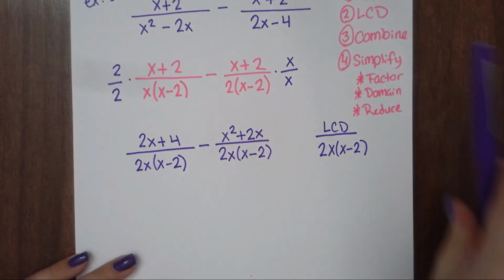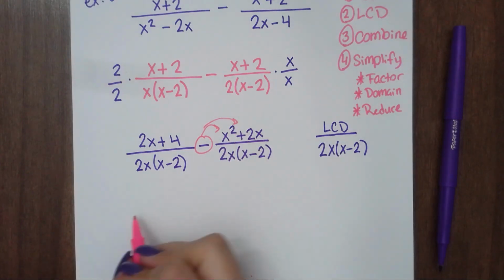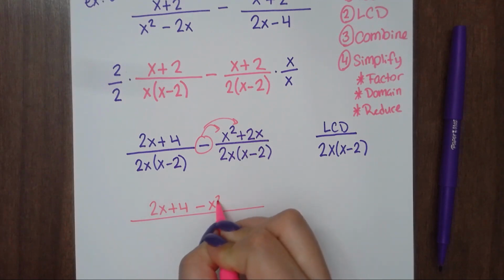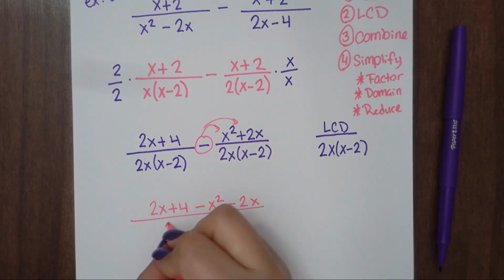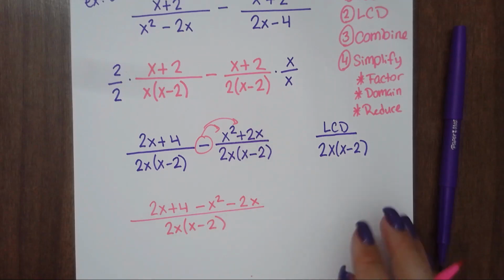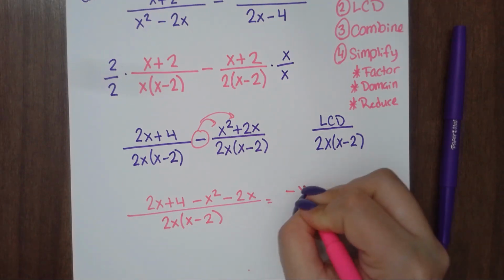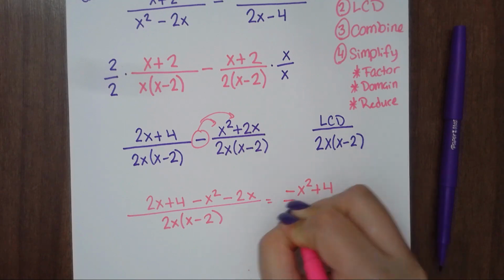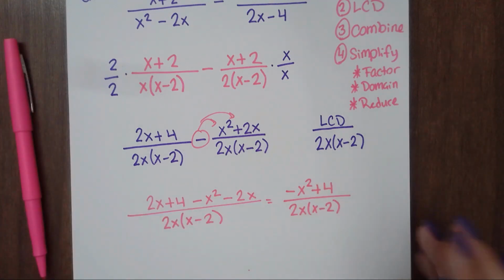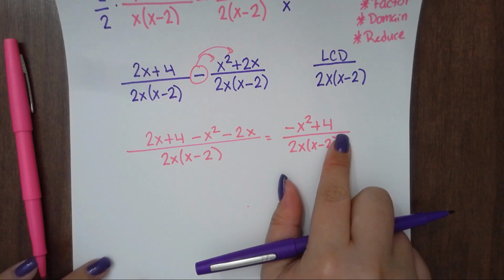Once again, I'm subtracting, so remember that we have to distribute that negative. I'll go ahead and do it in just this one step. So this is going to be 2x plus 4 minus x squared minus 2x over 2x times x minus 2. And then we can combine. If I combine this, I get negative x squared plus 4 over 2x times x minus 2. Now this looks done to me, and it can very easily look done to you, but please make sure that when you get to this point, you really think about it, because there is more we can do.